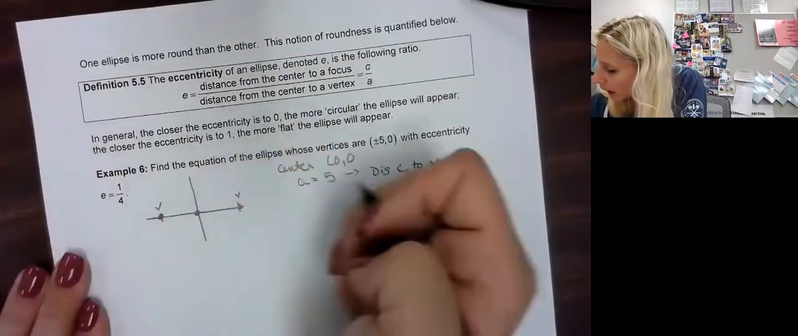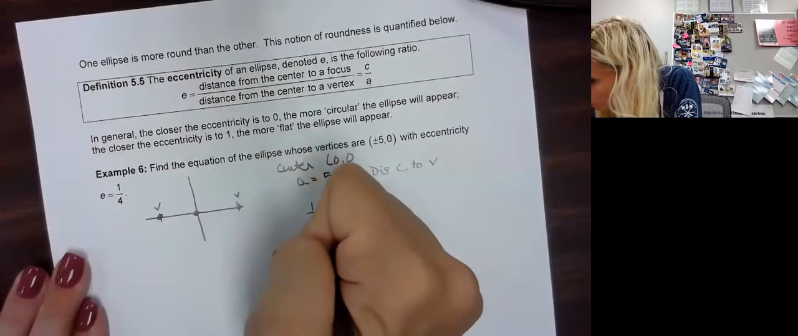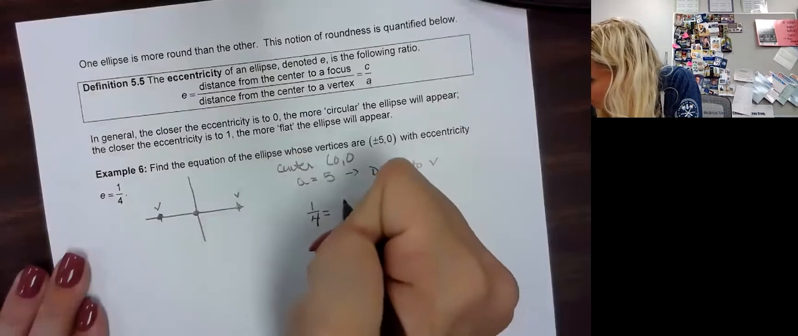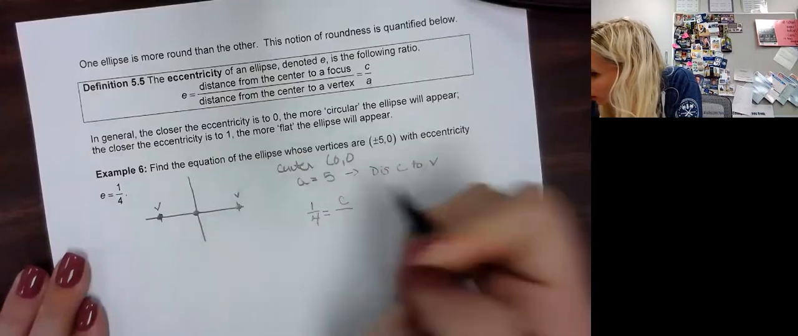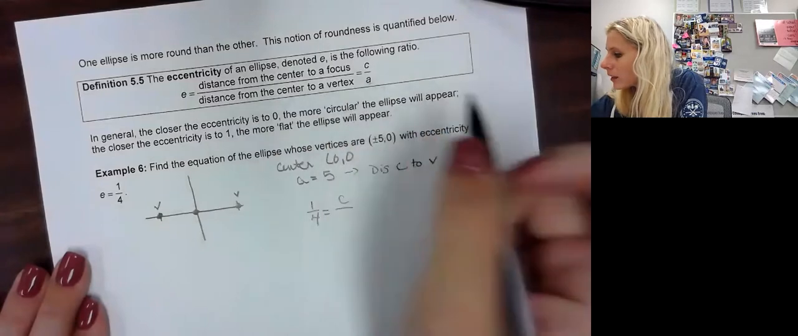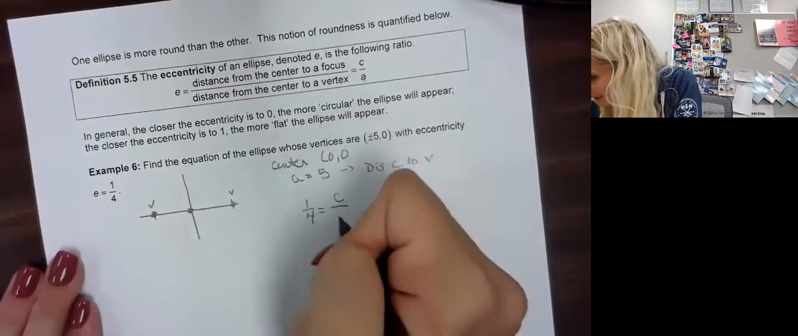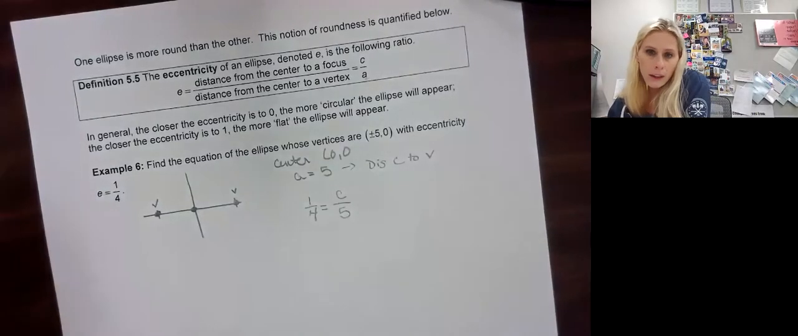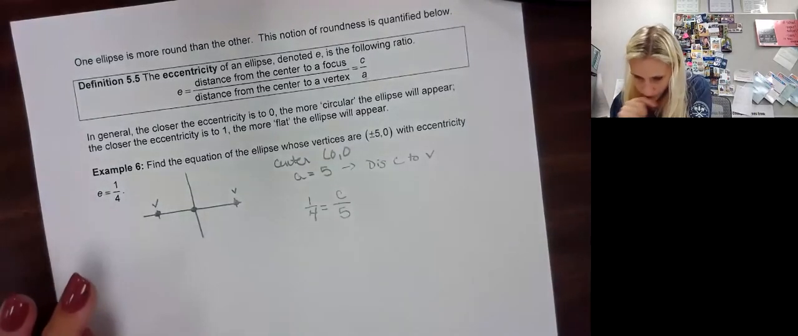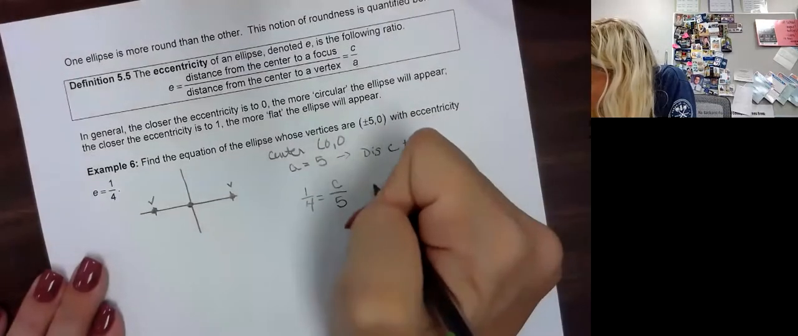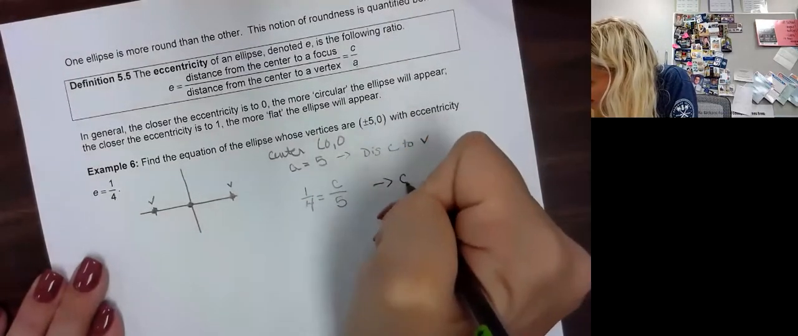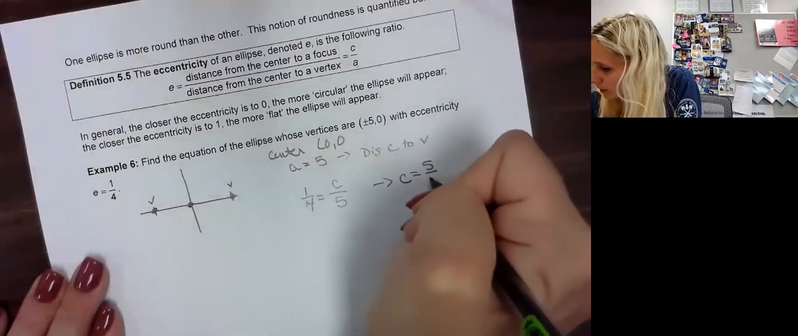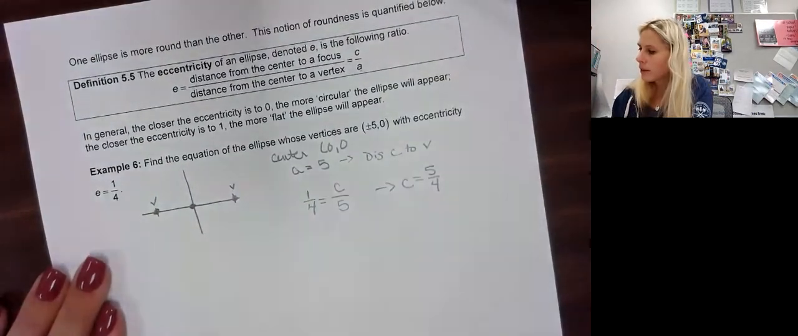So e equals 1/4. So I know 1/4 equals that center to the focus, which is c, all over that distance from the center to the vertex, which in this case is 5. Knowing I have one variable there, I can solve for it. So if I do my algebra out, I get that c equals 5/4.